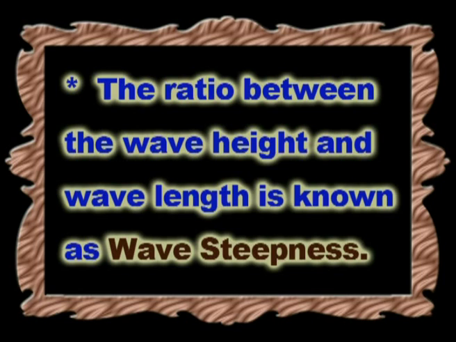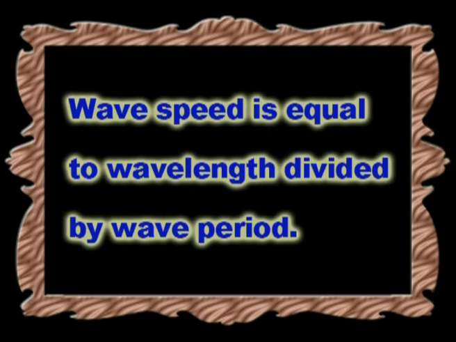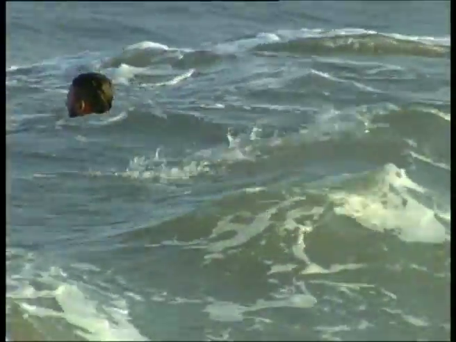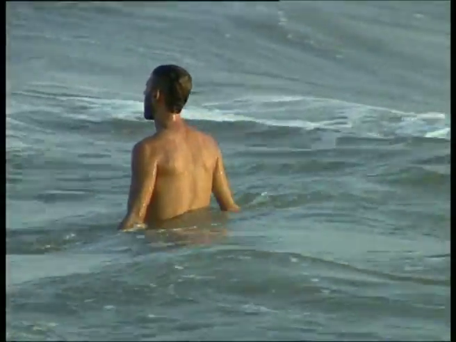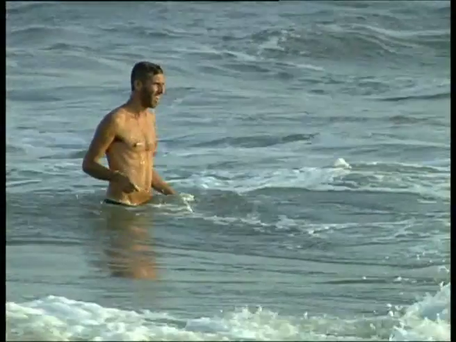The ratio between the wave height and the wavelength is known as the wave steepness. The time that elapses during the passing of one wavelength crossing a point is known as the wave period. Wave speed is equal to wavelength divided by wave period. The number of wavelengths that pass a fixed point per unit of time is known as the frequency of waves.